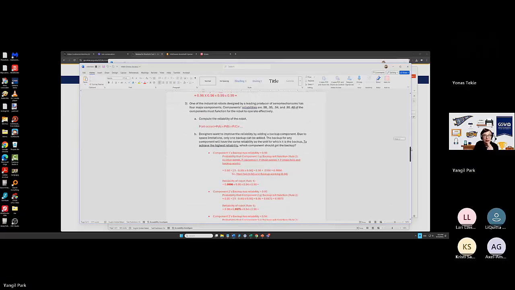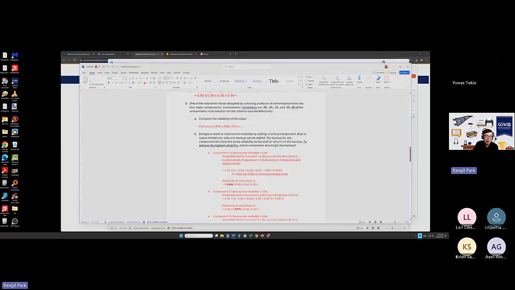Third one. Okay, so this product is robots this time. This robot has 4 components, and each component has a reliability of 0.98, 0.95, 0.94, and 0.90. That's what we're trying to calculate. All of the components must function for the robot to operate effectively. Our first task is to compute the reliability of the robot when all components work.